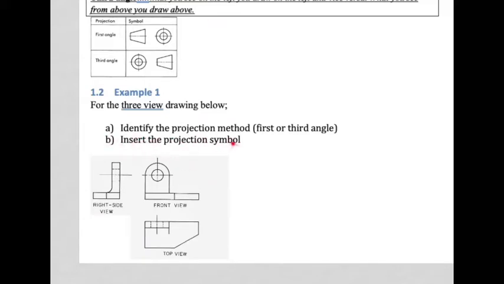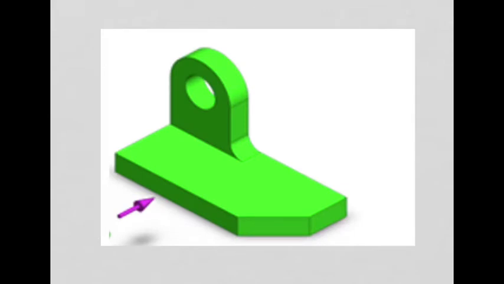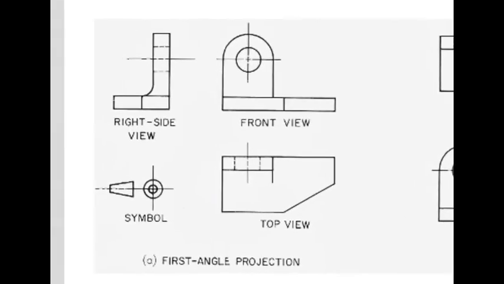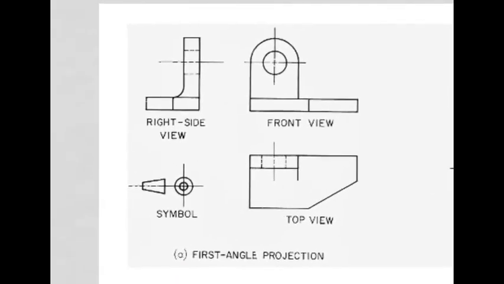Next we must insert the projection symbol. So you simply choose this or this, and it's got to be drawn somewhere on this drawing. And there are no other variations of the frustum. It is either in this orientation or this orientation. Okay, so to answer that, that would be the solution. There is the symbol for first angle, and that is the orientation of the three views.